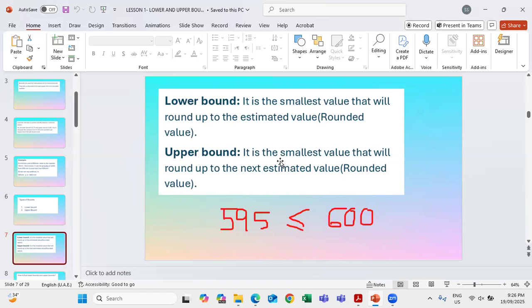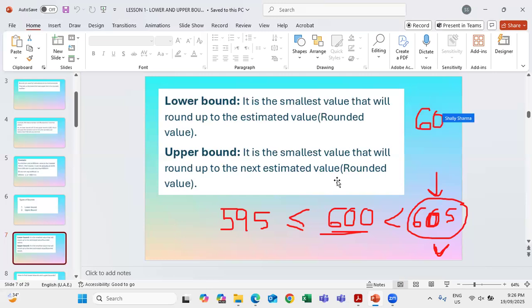Upper bound, see, most of the students get confused why it is written here smallest value. This is not by mistake. Upper bound is the smallest value that will round up to the next estimated value. See, here this value is 605. Though we cannot take this value as exactly 600, this is still called the upper bound, because this is the smallest value which will round to the next value, 610.